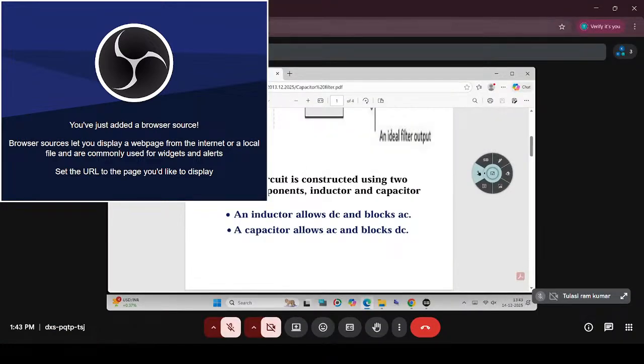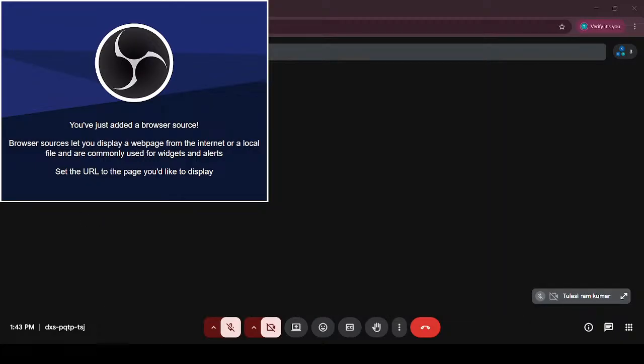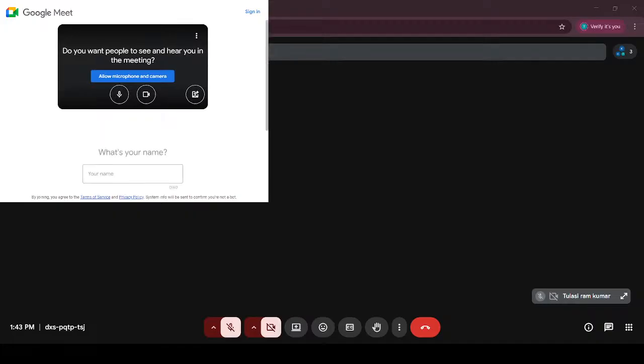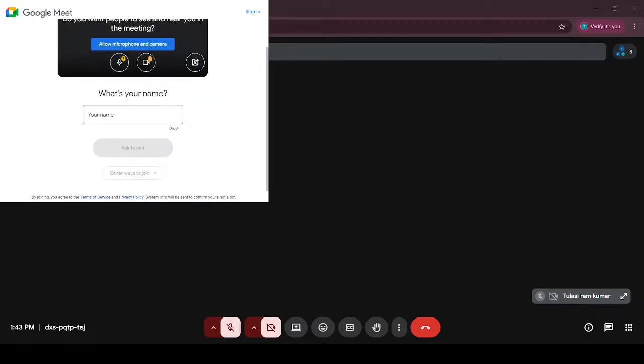An inductor allows DC and blocks AC. This is the function of an inductor. It is an inductor coil; coil is nothing but inductor. And a capacitor allows AC and blocks DC. This is the function of capacitor and inductor.